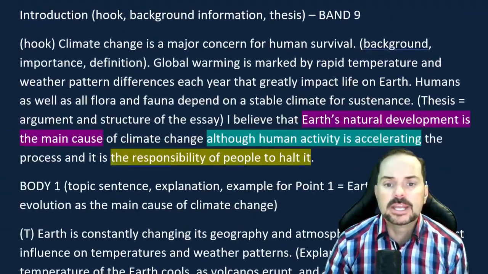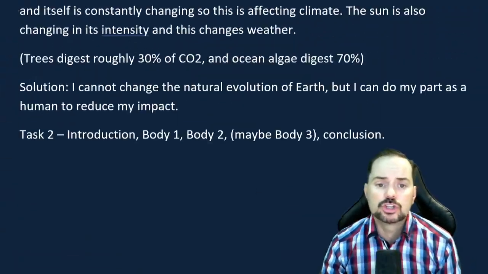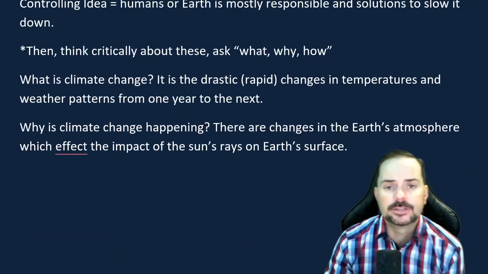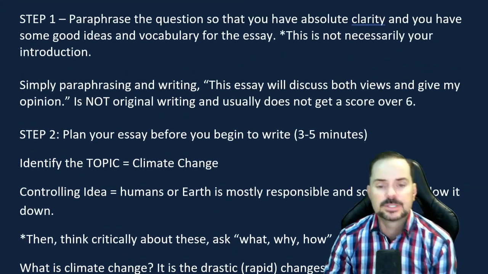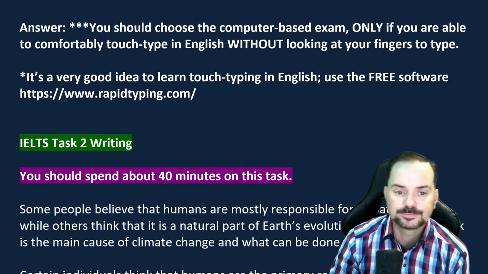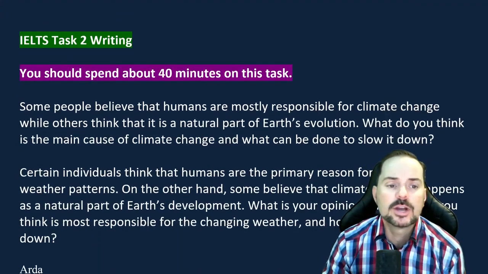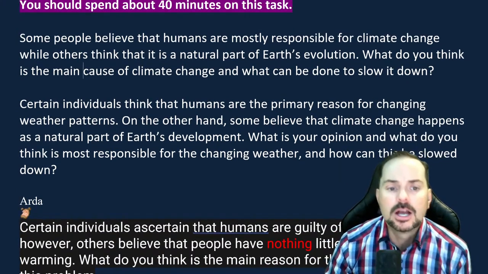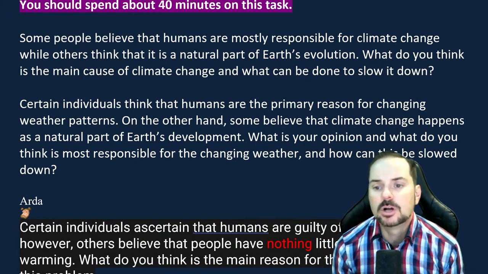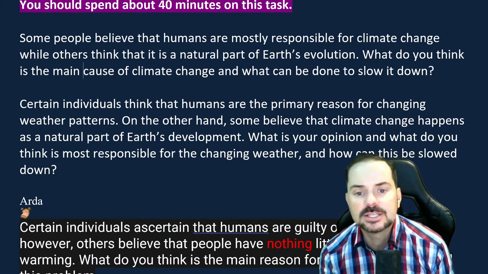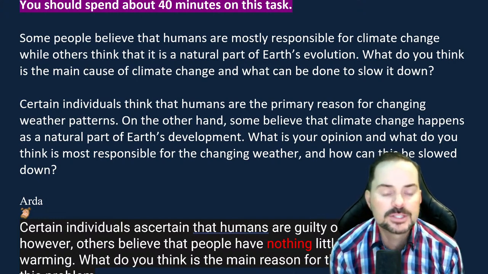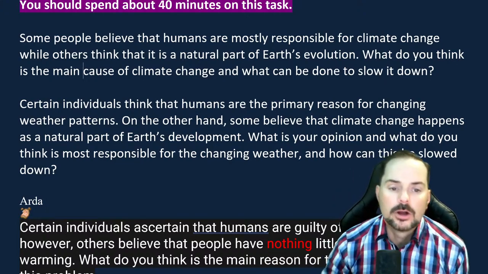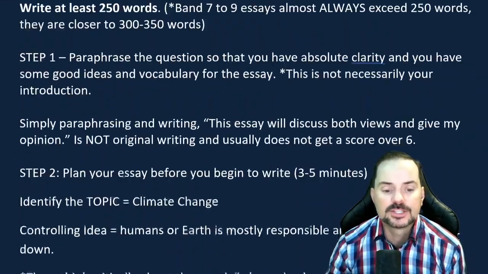Let me take a look from the beginning. When you're practicing at home, what you should do is you should reread the question and then reread the essay. If it's a good essay, you will feel it. And if you show your friend, if you show your teacher, they will say, yeah, okay, I got it. It works. Here we go. So let's look at the question. IELTS Task 2 Writing. You should spend about 40 minutes on this task. Some people believe that humans are mostly responsible for climate change, while others think that it is a natural part of Earth's evolution. What do you think is the main cause of climate change, and what can be done to slow it down? All right. That's the question. Let's look at our answer.